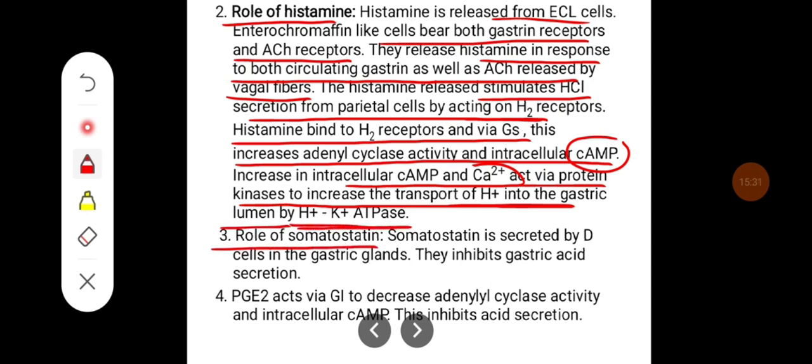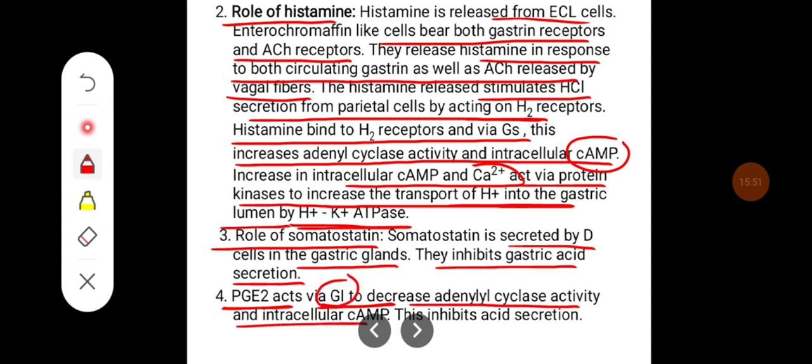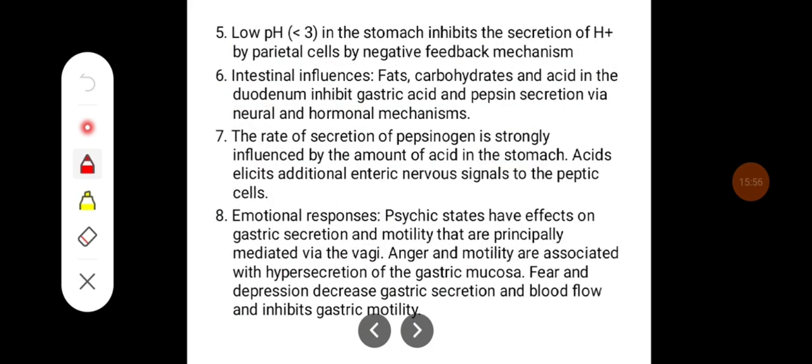Then the role of somatostatin. Somatostatin is secreted by D cells in the gastric glands, and it inhibits gastric acid secretion. Prostaglandin E2 acts via G proteins that are mainly inhibitory and decrease the adenyl cyclase activity and intracellular cyclic AMP, and this inhibits the acid secretion. The low pH in the stomach inhibits the secretion of H+ ions by parietal cells by a negative feedback mechanism.